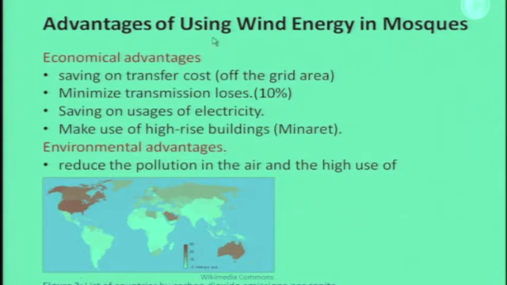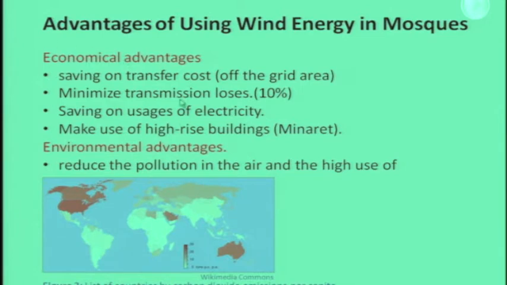Now the advantages of using wind energy, not just in mosques and the built environment, but I will talk about mosques: saving on the transfer cost of the grid area. For example, if we have a building which we consider a mosque far away, for a group of houses, in terms of used power it costs less. But when we know the transmission line is far away, as a government we have to connect this building to the main line, and this costs the government a lot.